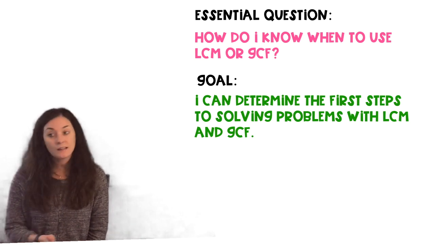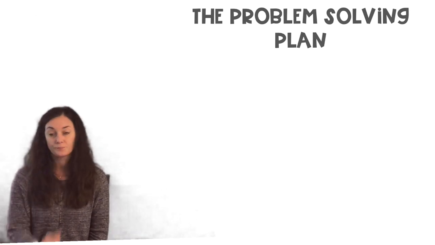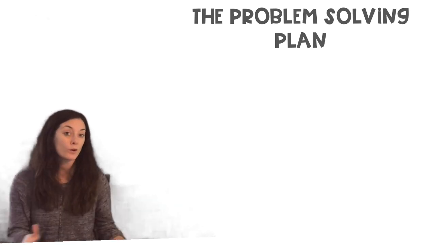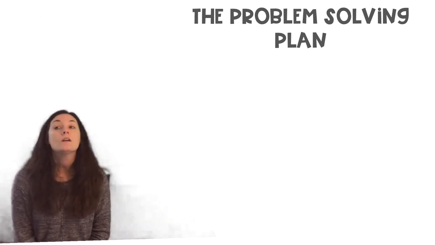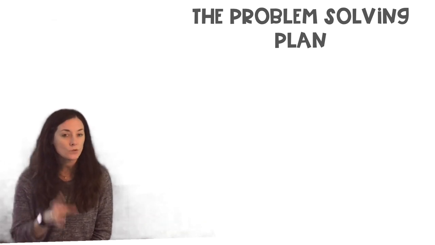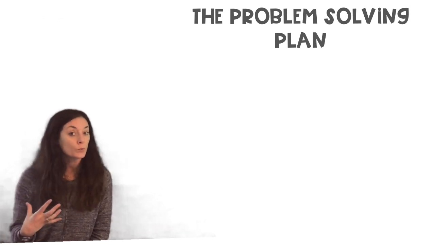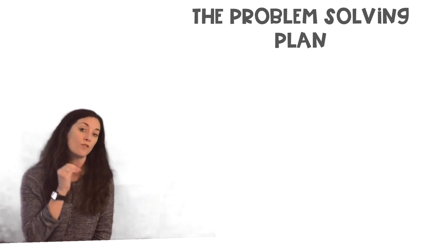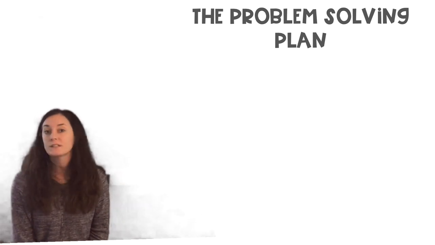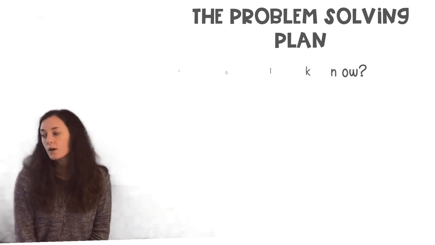Now, in order to do any of that, we have something called the problem-solving plan. So with any word problem, you are going to be using this same plan, and this plan is helpful because it really starts getting us to use those strategies that we're learning in reading and pulling evidence out of our reading in order to solve math. So what is this plan? Well, there are 3 steps to it.